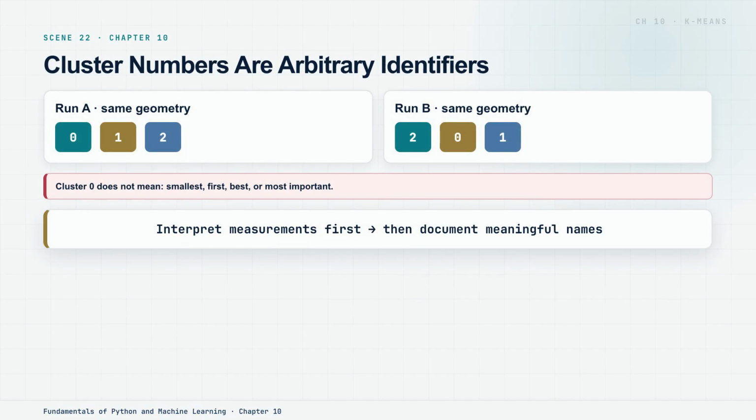K-means returns numerical cluster labels. Those numbers are arbitrary identifiers. Cluster 0 is not automatically the smallest, first, healthiest, or most important group. Another valid run or model configuration may assign different numbers to geometrically similar groups. If we want meaningful names such as small, medium, or large, we must examine the centroid values and establish a documented mapping. The interpretation should be based on the feature measurements rather than the raw cluster number.